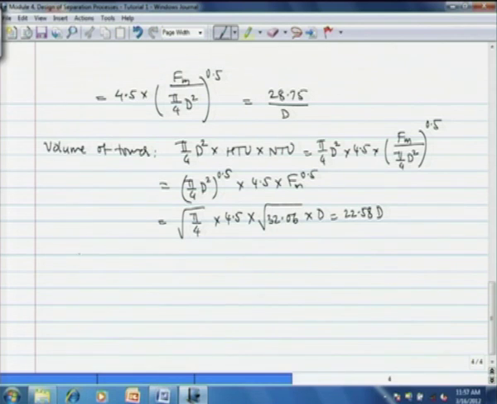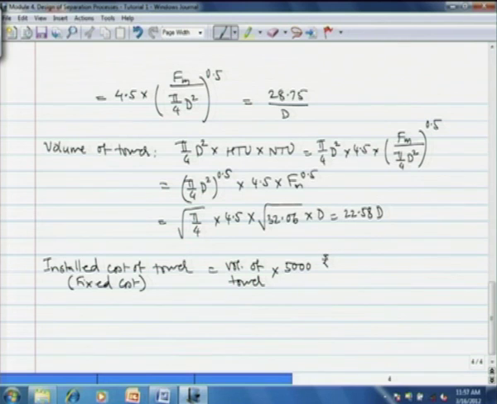The installed cost of tower, or fixed cost, is volume of tower multiplied by the unit cost, 5000 rupees per meter cube. So, 22.58 into d into 5000, that turns out to be 112,900 d. This is the total fixed cost.